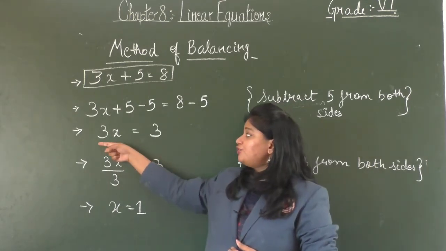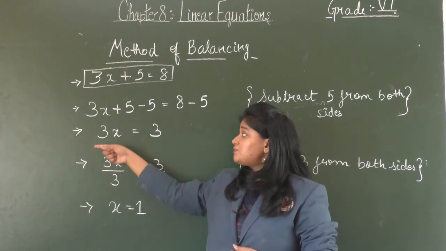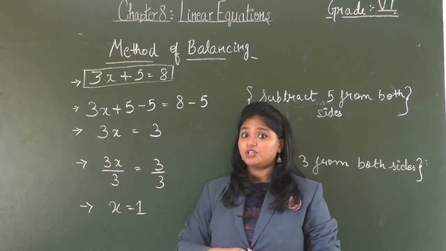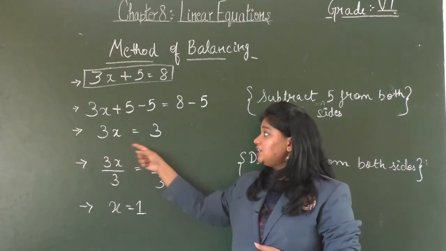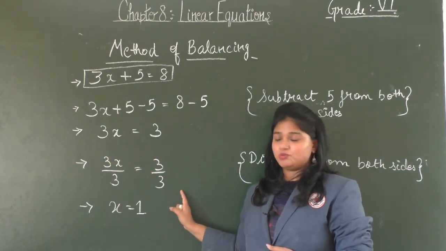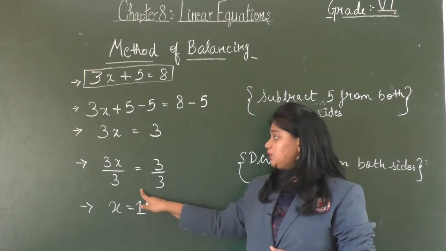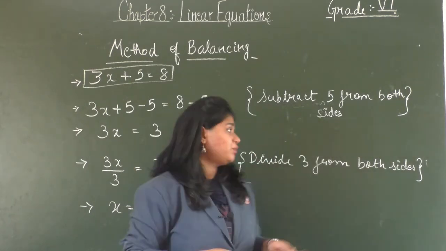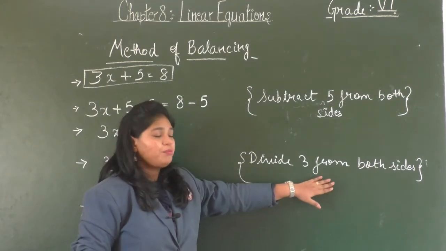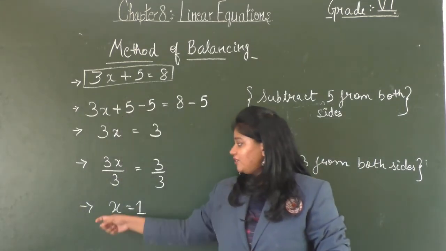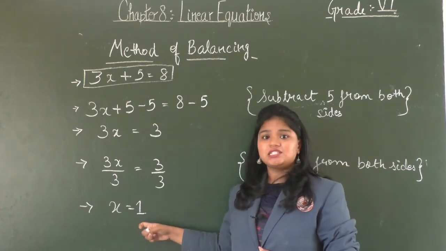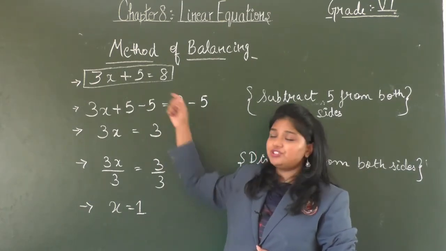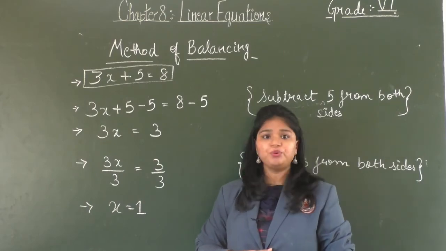Now here we have 3 with x and 3 is being multiplied to x. So now to remove 3 we need to divide it. So we will divide 3 from both the sides. It will be 3x by 3 equals 3 by 3 and you will write it as divide 3 from both the sides. So we have the final answer as x equals 1. So 1 is the solution or root for the equation 3x plus 5 equals 8.